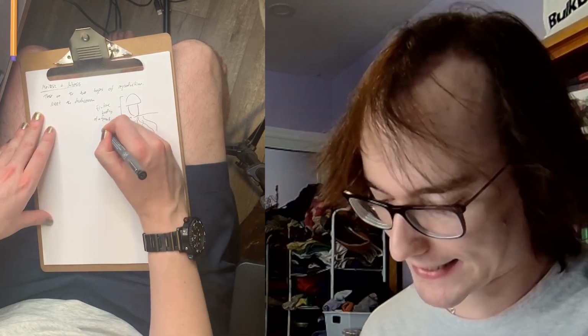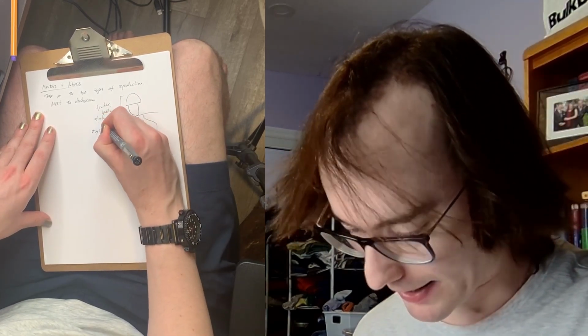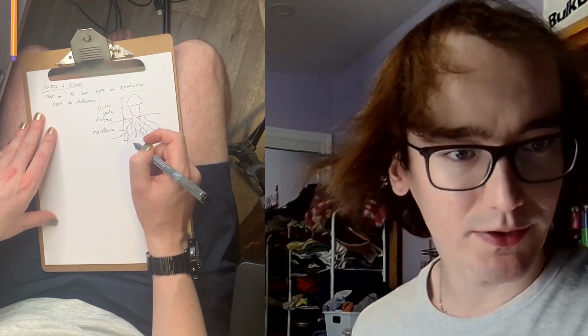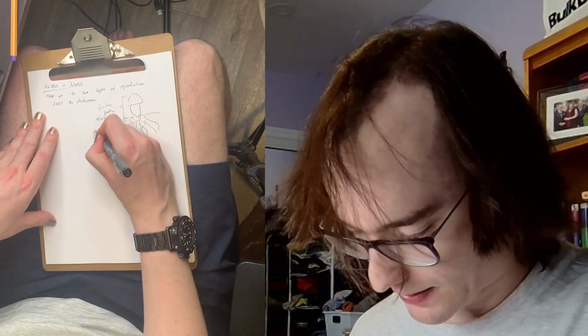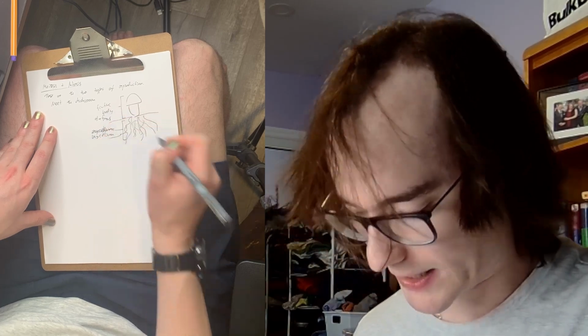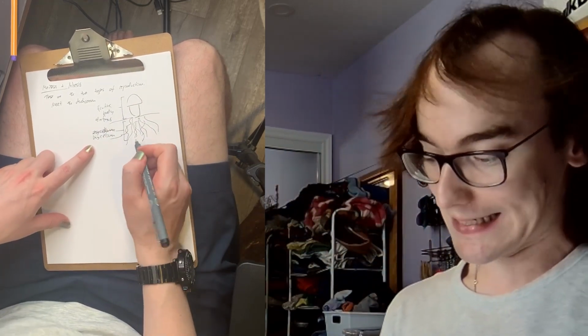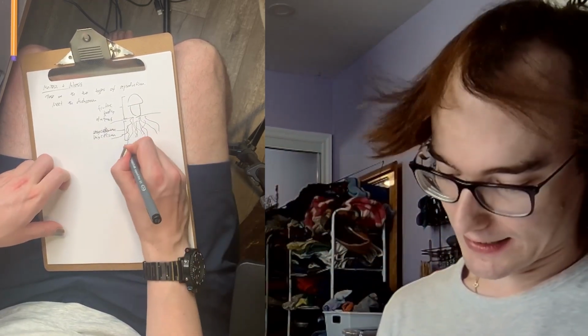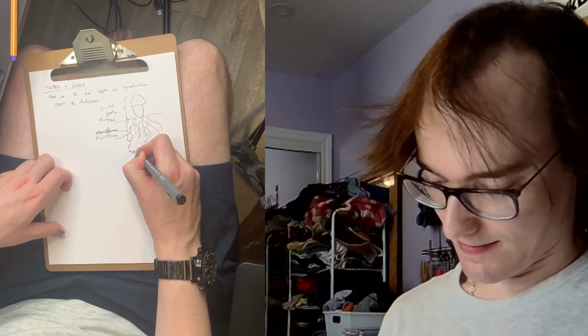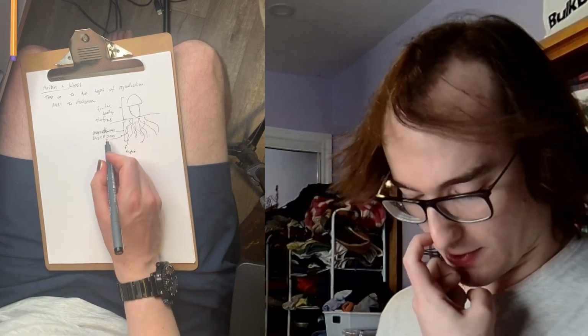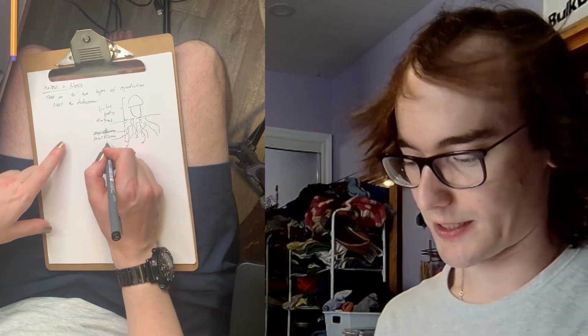This is the mycelium. Spelled incorrectly, one L, sorry, mycelium. So this is the mycelium. The mycelium also has these little tips coming off of it called hyphae. But to be honest, this is the much more important word for this particular moment.